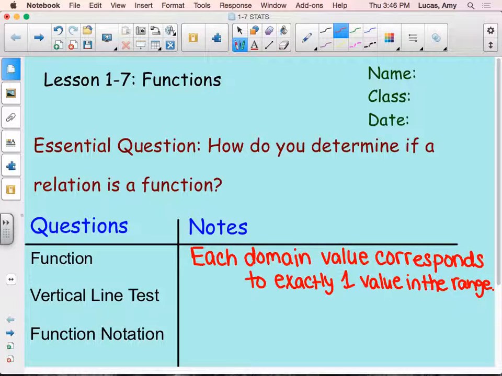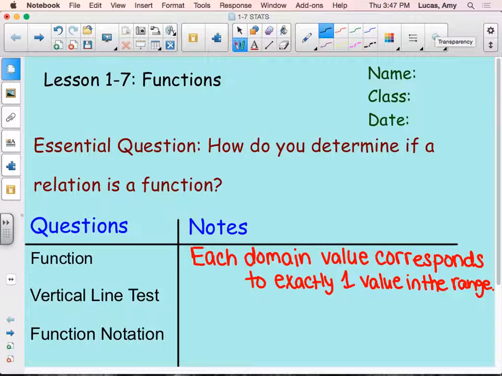To test to see if something is a function, we use what's called the vertical line test. The vertical line test is super helpful when you're looking at a graph. When you're not looking at a graph, we'll talk about some different ways that you can use it on the following slides. But for our graphs, we definitely want to use the vertical line test.